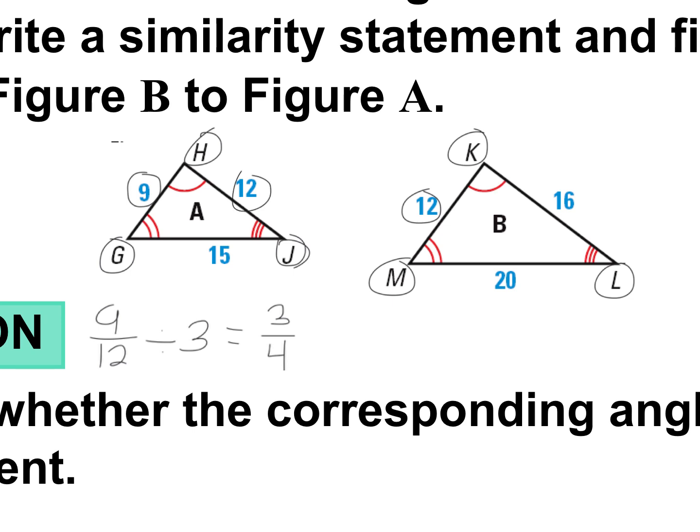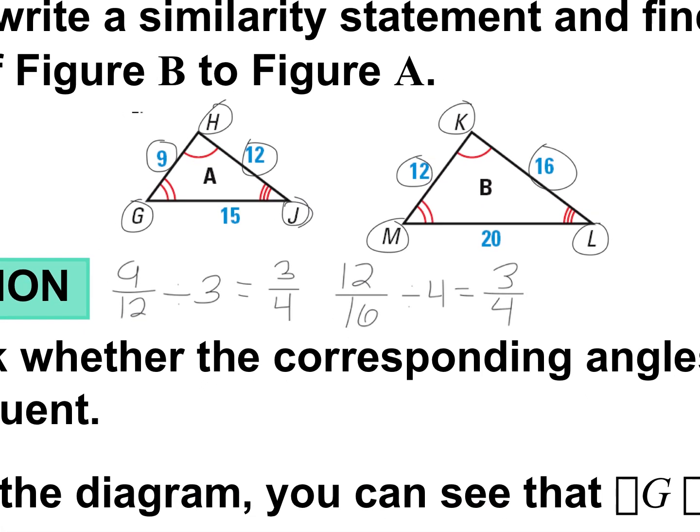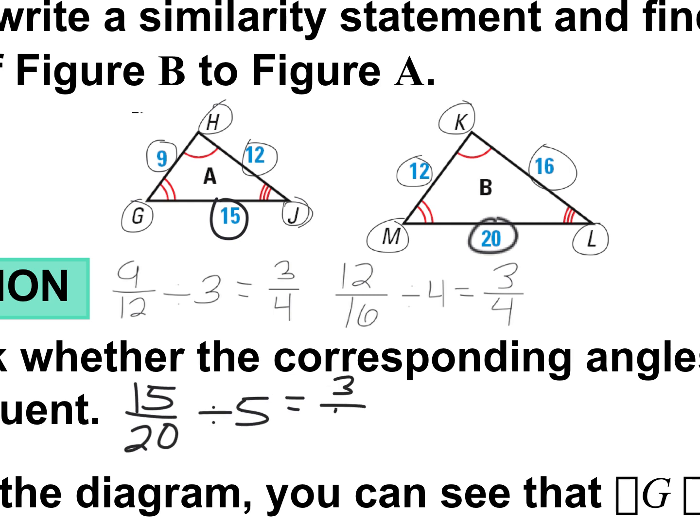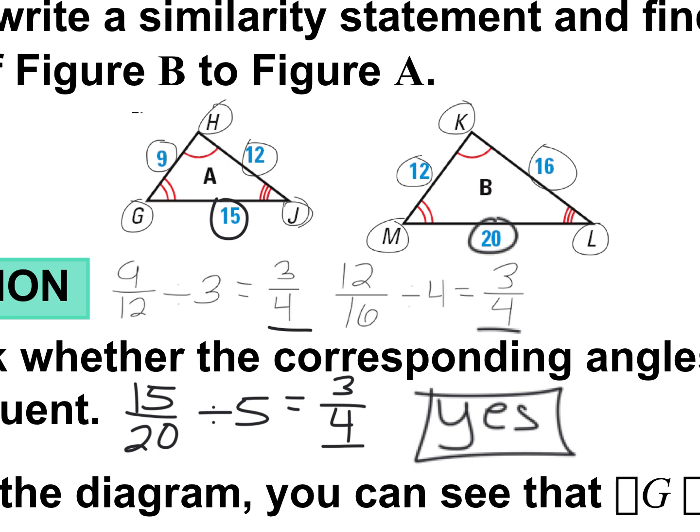If I start with 12 now, 12 on the top, what goes with 12? 16. Divide both of these by 4, you get 3 over 4. Can we assume? No. For the last one, what's my last ratio? 15 over 20. Yep. Divide both of those by 5, we get 3 over 4. So what does that conclude? They're similar. They are similar because they have the same ratios.